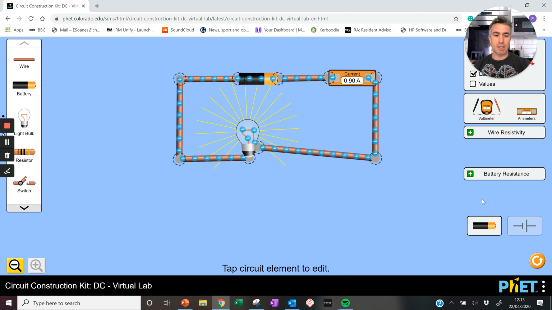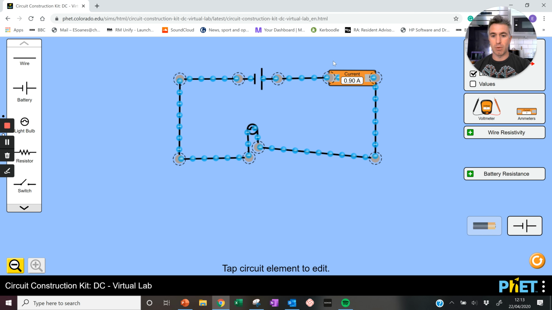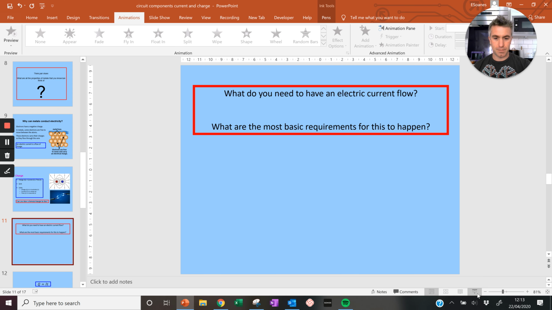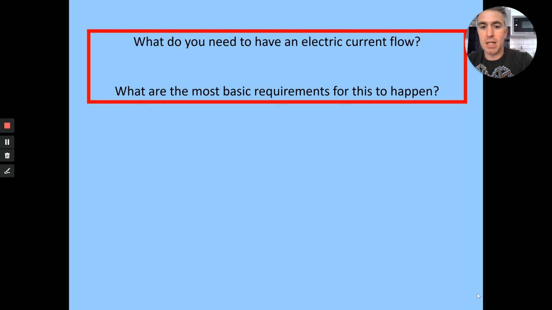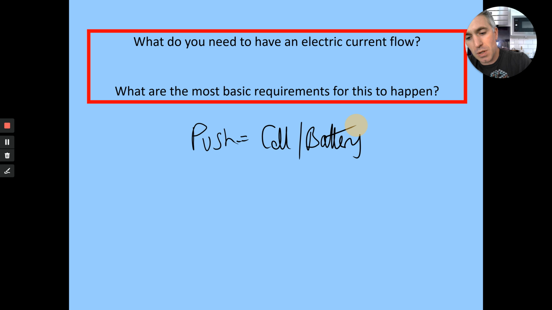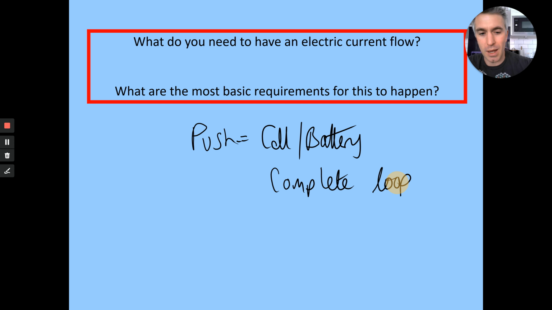And here we are, here are the electrons flowing around the circuit. Nice and simple. I can switch it to the circuit symbol view. Here we go, here's the cell. That doesn't change. So let's go back to this PowerPoint. Okay, what do you need to have the circuit flow? You need a push, which is a cell, battery, and you need a complete loop. If it can't flow all the way around, it won't work at all.